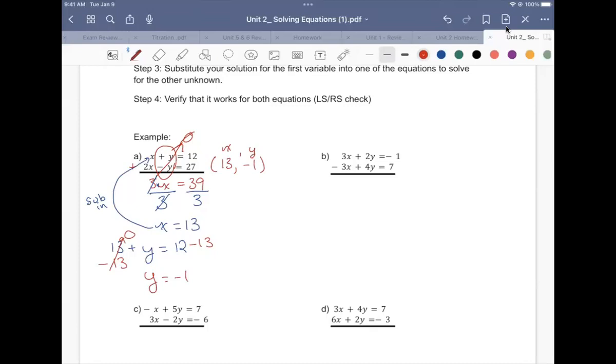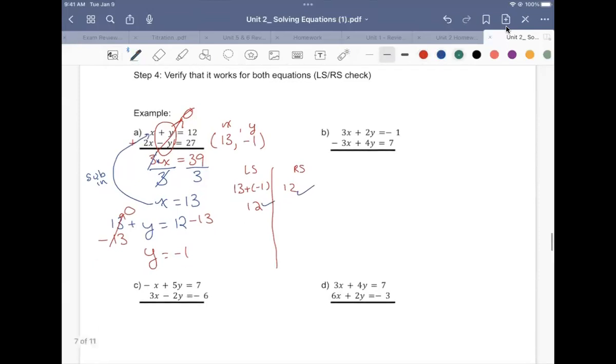Now, if I plug both of those in, I'm just going to type this into my calculator, or I'll write it off to the side. So we're going to do a left side, right side check. That means I have 13 plus negative 1 is equal to 12. 12. That's equal. If we look at the second equation, so I have 2 times 13 minus negative 1 is equal to 27. 2 times 13 is 26. This gives me plus 1, 27. That checks out as well.